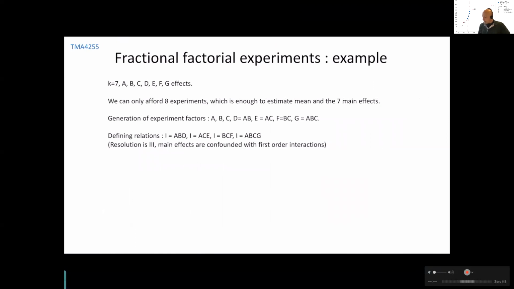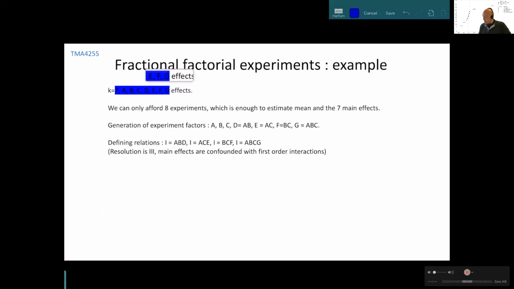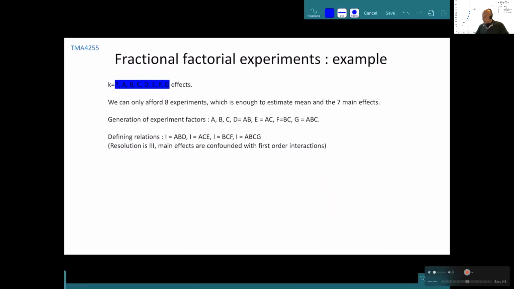So here's a bigger example where we have 7 effects. So these are a lot of effects. So then, of course, we don't want to do 2 to the power 7 experiments. It might be too costly. So instead, we can only afford 8 experiments. And how should we do this to be wise? Well, then we have some defining relations here, or a generator for the experiment. And that was ABC here, as usual. So then we set up ABC: minus minus minus, plus minus minus, minus plus minus, plus plus minus.